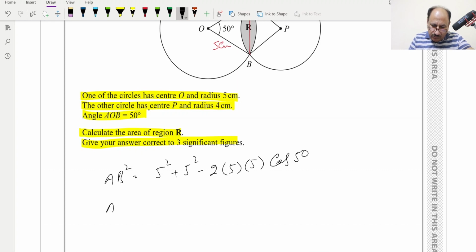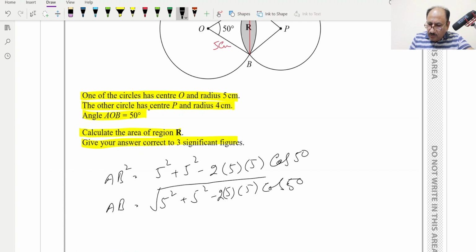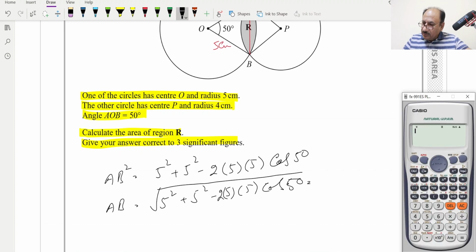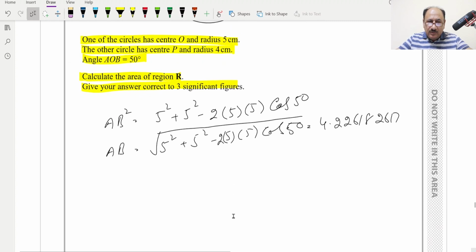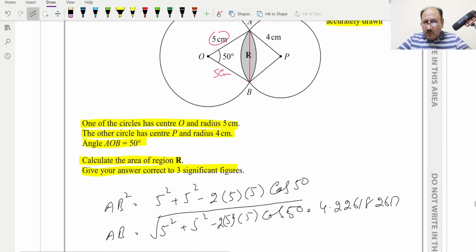And AB will be equal to the square root of this whole statement, which we can write as square root of 5 squared plus 5 squared minus 2 into 5 into 5 into cos of 50 degrees, and this is equal to 4.2261, 4.22618, 2617, and then we can basically find the theta also. This is AB. We have AB.